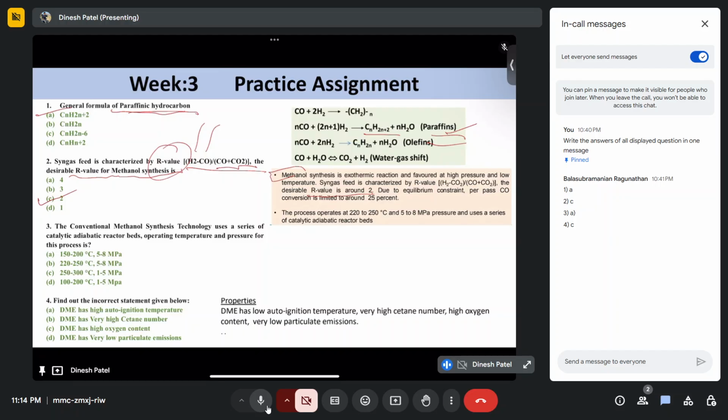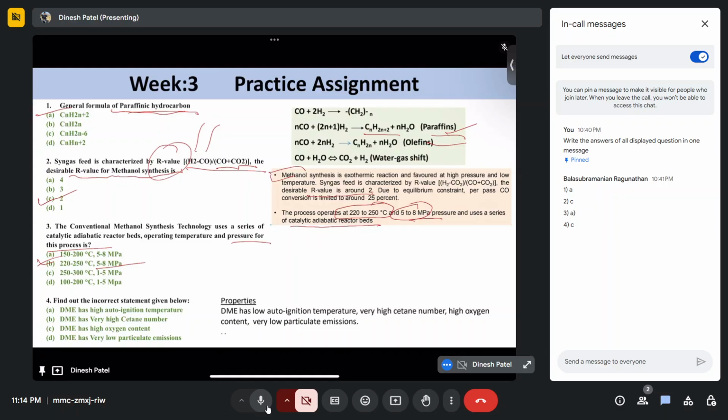Next question is: the conventional methanol synthesis technology uses various catalytic adiabatic reactor beds; what are the operating temperature and pressure for this process? So for the catalytic adiabatic reactor, this is your operating temperature and pressure. The correct answer is 220 to 250 degrees, 5 to 8 megapascal.